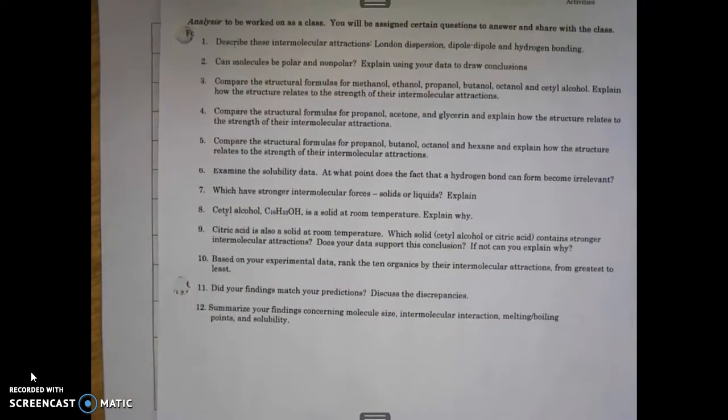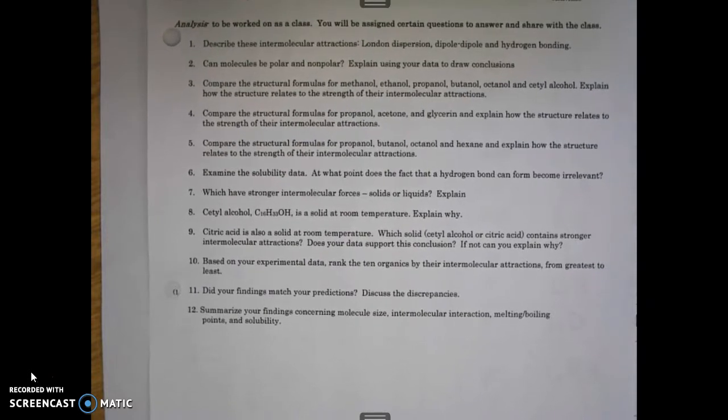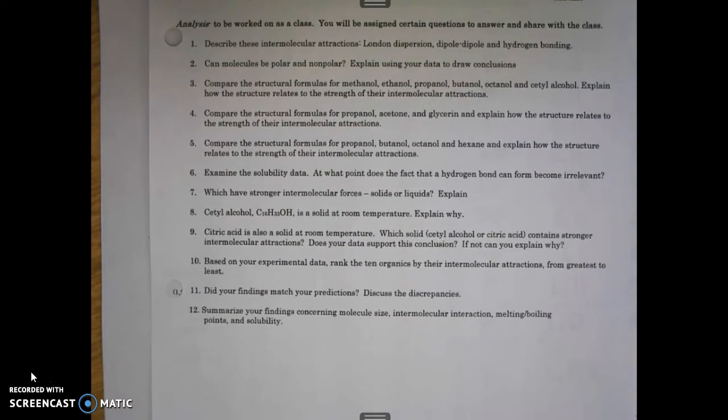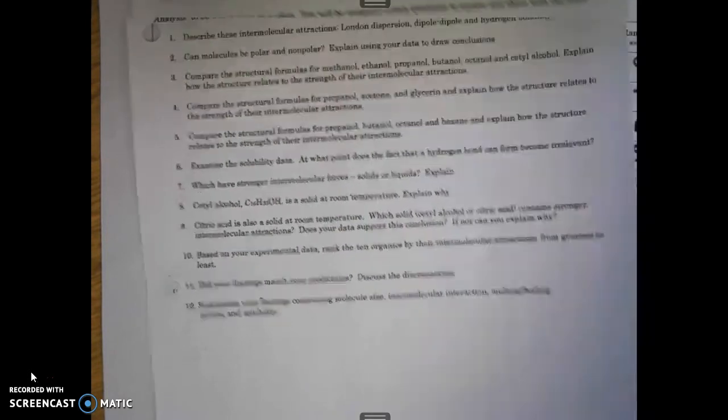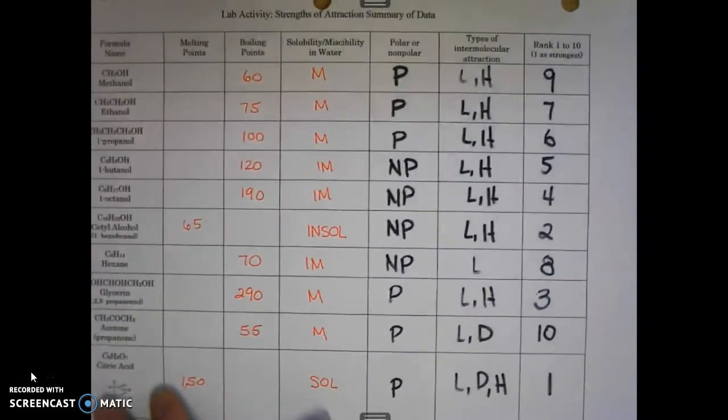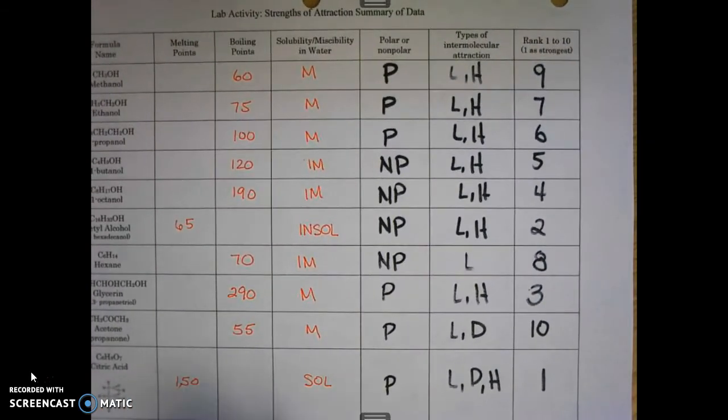That leads us to problem number 10, which is based upon your experimental data, rank the 10 organics. Well, we've done that already. We ranked it back on the sheet over here. So here's the ranking.